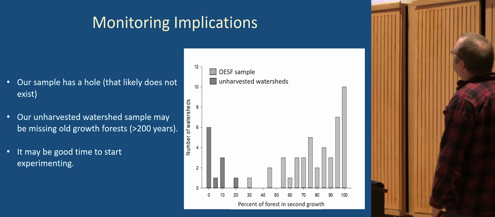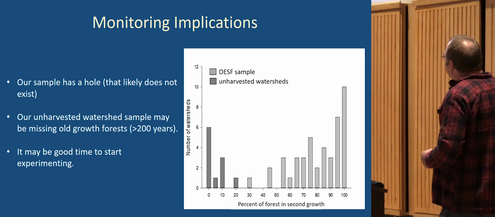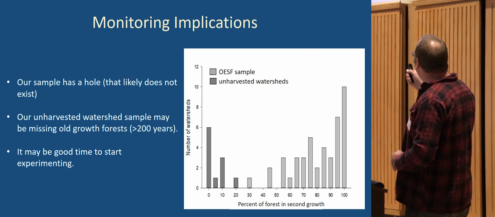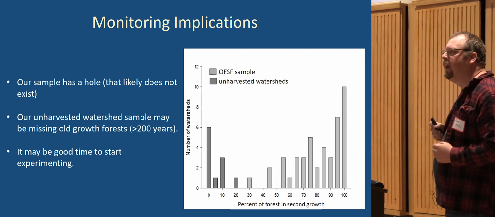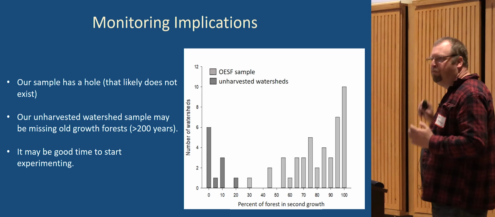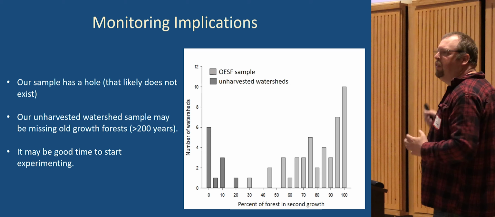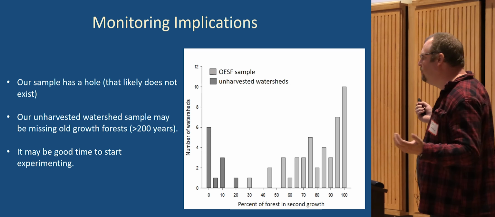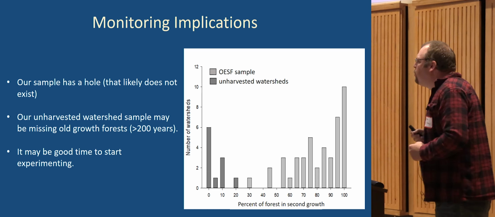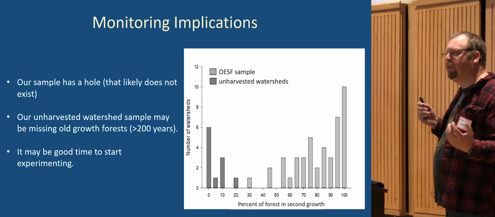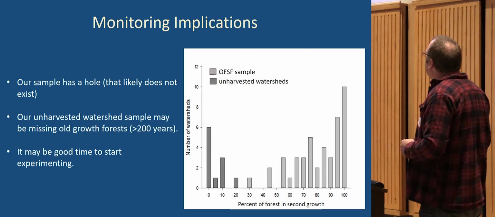So finally, our monitoring implications. When I looked at our distribution of samples, what I really noticed was that from about 11 to 40% of the forest in old growth, we don't have a lot of watersheds within this condition. And my guess is there aren't watersheds in this condition across the forest, so we don't know the importance of these watersheds without having them within our sample. My other concern is that I think we're missing an old growth component within our sample, and we need to be careful of that when we make conclusions, because that could lead to false results.